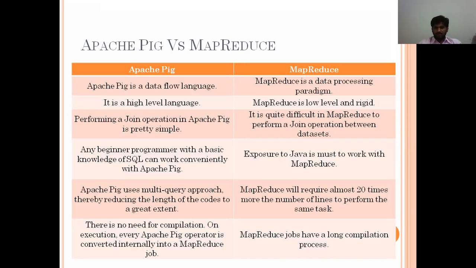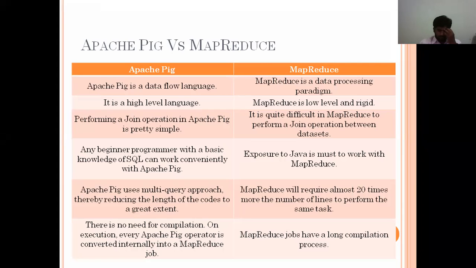Every Apache Pig operator is converted internally into a MapReduce job. MapReduce jobs have a long compilation process. So what is this compilation? It is the compiler, which we will discuss. No problem. Here there is no need for a compilation process. On execution of the query, everything can be submitted directly to the MapReduce process. That is converted internally, so there are internal operations and no need for the programmer to write them.